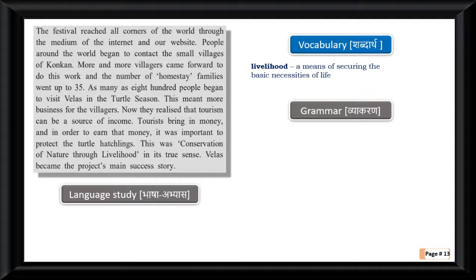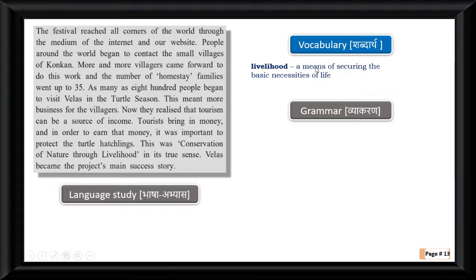This meant more business for the villagers. Now they realized that tourism can be a source of income. Tourists bring in money, and in order to earn that money, it was important to protect the turtle hatchlings. This was conservation of nature through livelihood in its true sense. Vedas became the project's main success story.